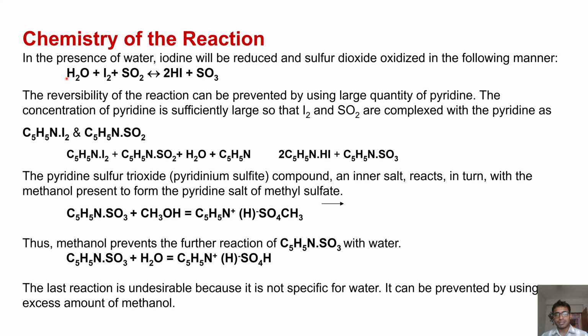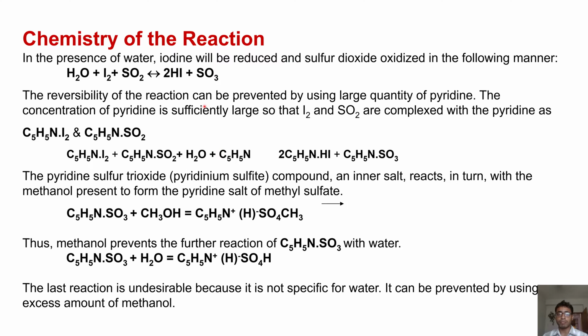So what is the overall chemistry of this reaction? We already know that usually iodine is used, sulfur dioxide is used, alcohol is used, methanol is used, then a nitrogen base, that is pyridine or any other base like imidazole. Actually, how do they react with each other to give us the overall determination of the moisture content? In the presence of water, iodine will be reduced and sulfur dioxide oxidized in the following manner. So it shows the reaction. The reversibility of the reaction can be prevented by using a large quantity of pyridine. The concentration of the pyridine is sufficiently large so that iodine and sulfur dioxide are complexed with pyridine, like that.